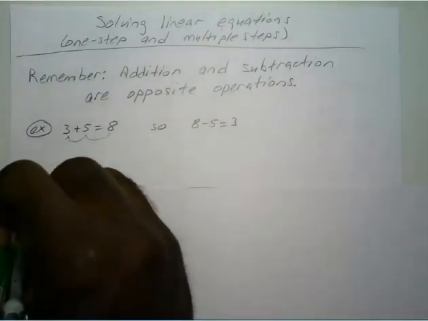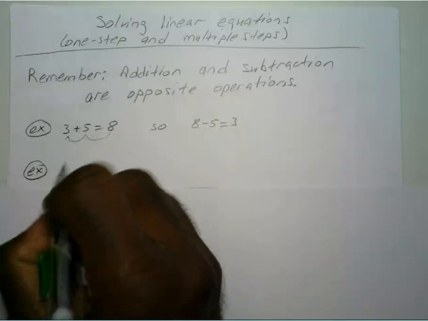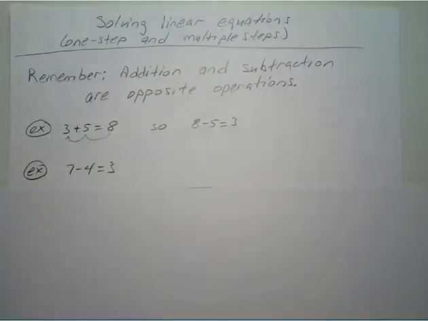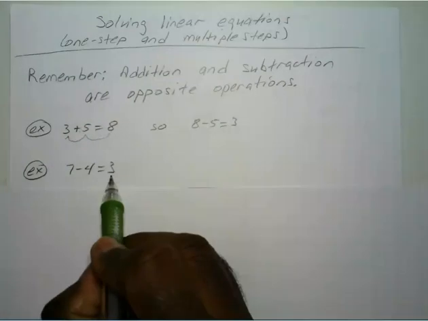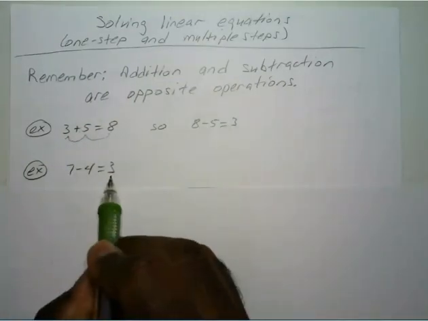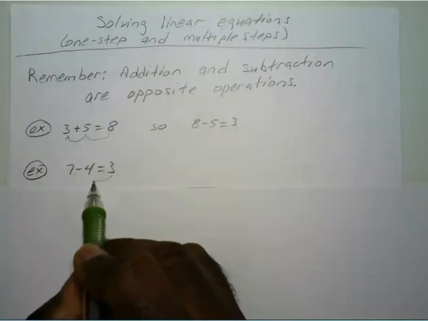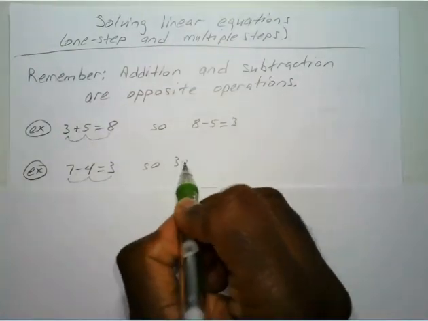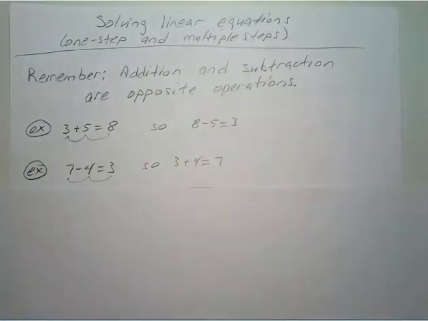Let's say that 7 minus 4 is equal to 3. Again, if we go the opposite way and add, since we're subtracting here, 3 plus 4 is 7. So that's what I mean by opposite operations.